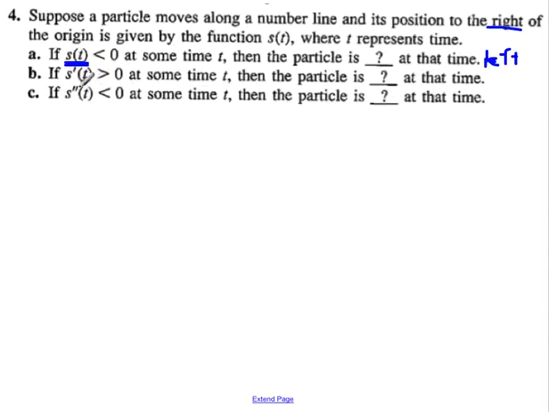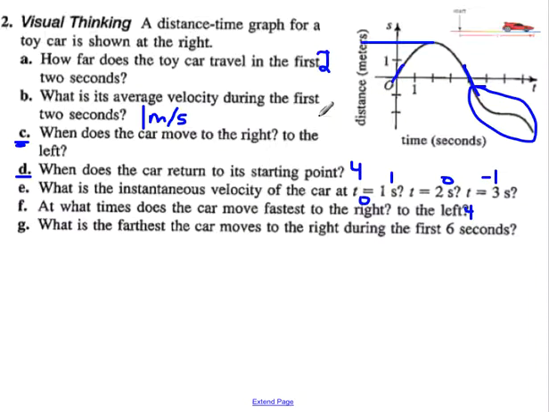If s prime of t, the slope, the velocity, is greater than 0, then what's the particle doing? Well, if the slope is greater than 0, then the particle is moving to the right at that time, right? If your slope is positive, you're moving to the right. And again, we could look at that graph, even though we didn't have a function. Anytime our slope was positive, we were moving to the right. As soon as our slope was negative, like we said, that whole part, we were moving to the left.